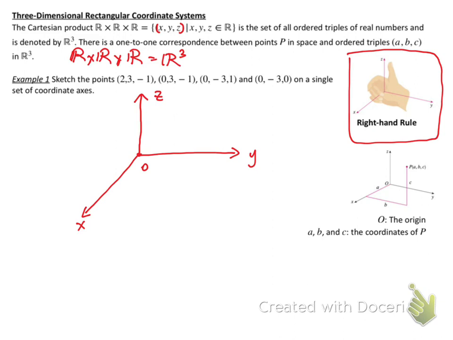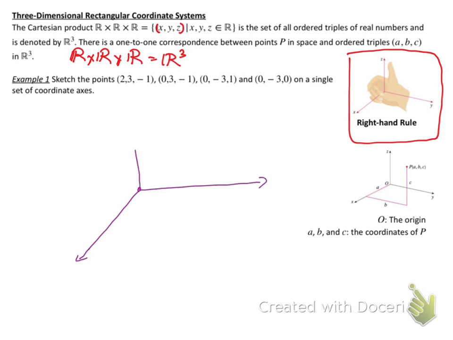Okay, now let's try example 1. Sketch the points. Here I have 4 points and I want you to do it on a single set of coordinate planes. So maybe I'll remove my axis and make it bigger. Let me use thinner. So this is the origin, this is my x-axis, this is my y-axis, and this is my z-axis. X, Y, Z, and the origin.